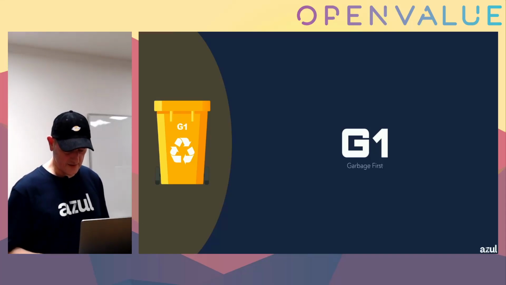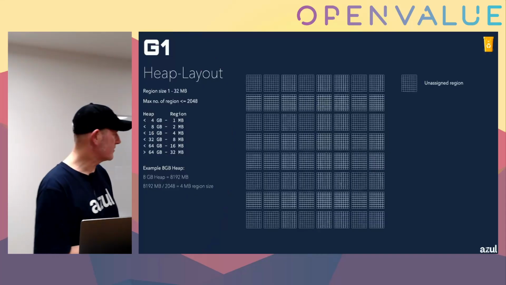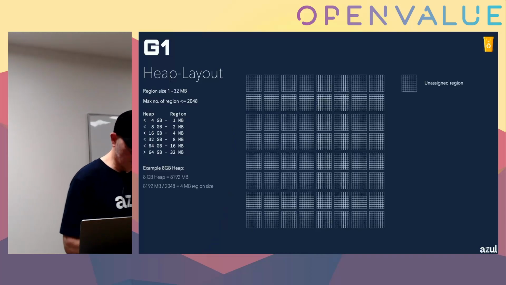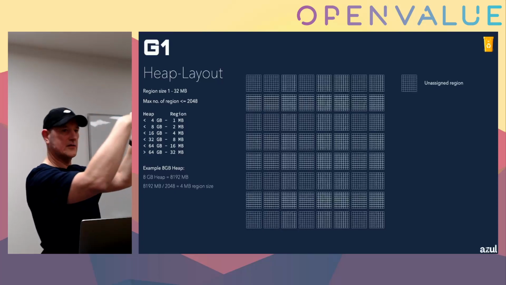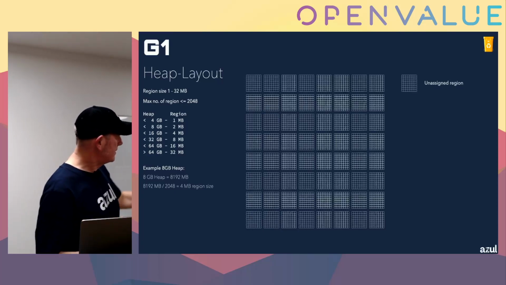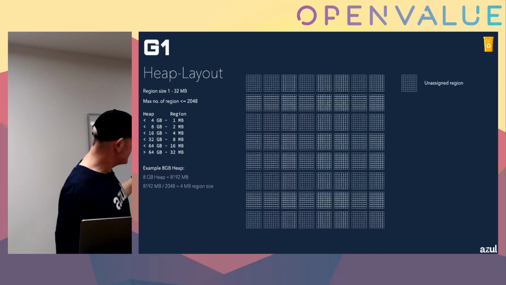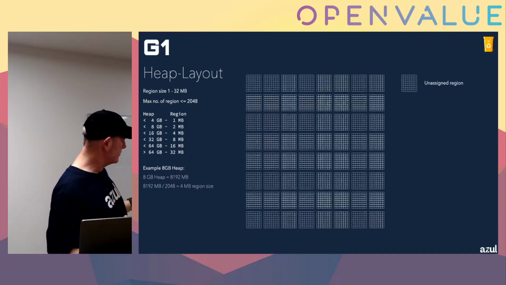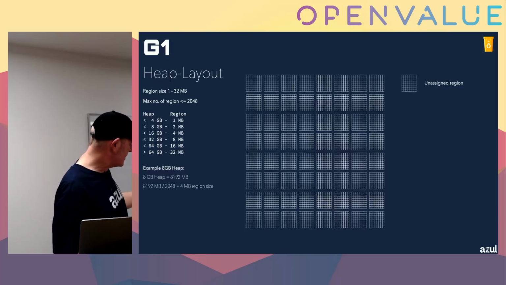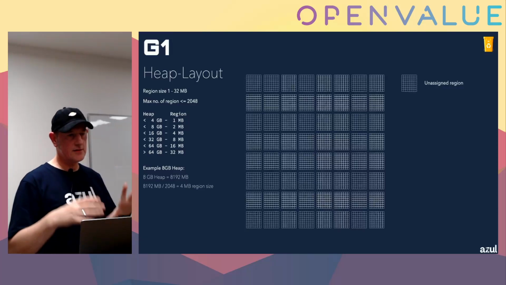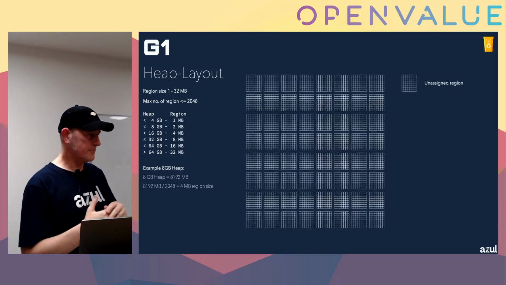And it looks like this. It looks different from the others. This is a region-based collector. Remember, we had this Eden, survivor spaces, and so on. This now has regions, and the size of the regions depends on your heap size that you define with -Xmx. So it can be up to 32 megabytes. This is the biggest size a region can be.